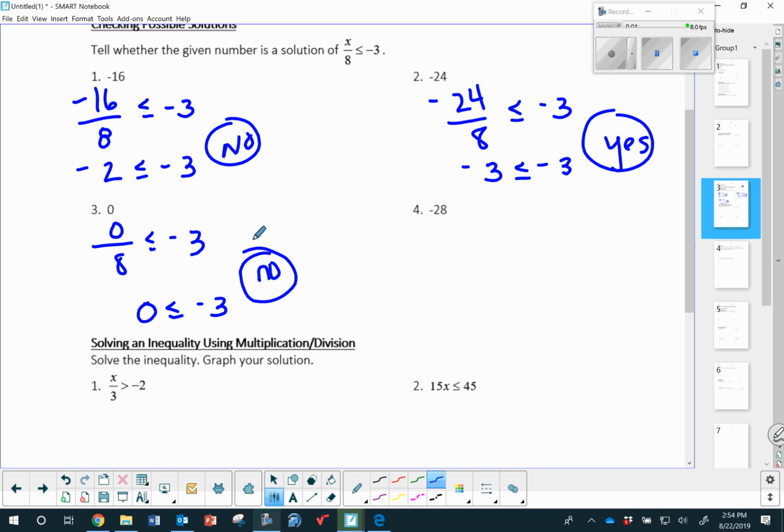I'm going to let you try number 4. If you get a decimal as your answer, that is okay. Hint, hint, there could be a decimal in that one.